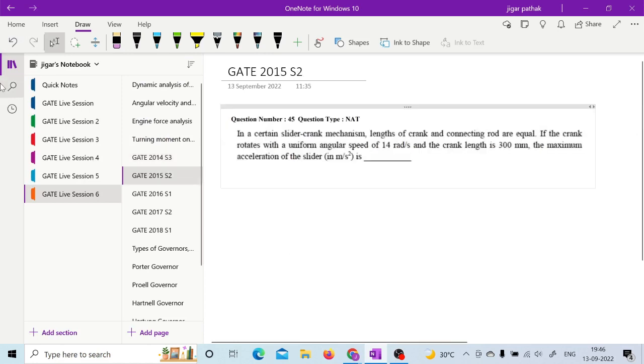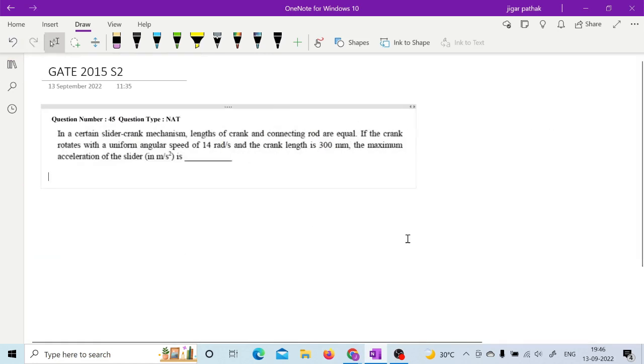The next question is from GATE 2015 session 2. In a certain slider crank mechanism, lengths of crank and connecting rod are equal. If the crank rotates with a uniform angular speed of 14 radian per second and the crank length is 300 mm, then the maximum acceleration of the slider is. So can you try this question? Please try and tell me what you are getting.